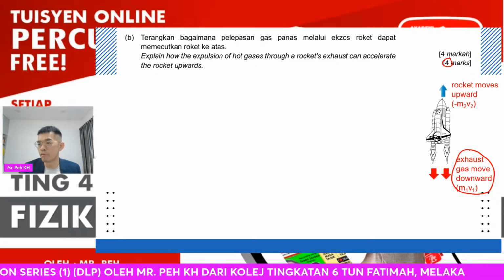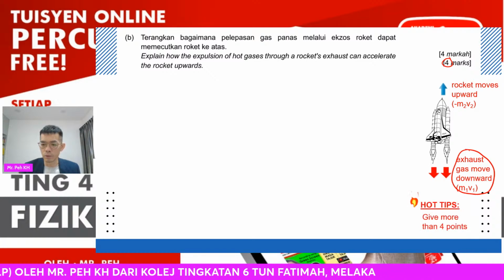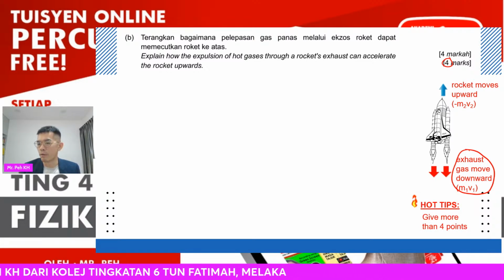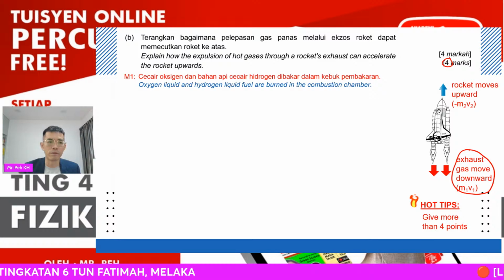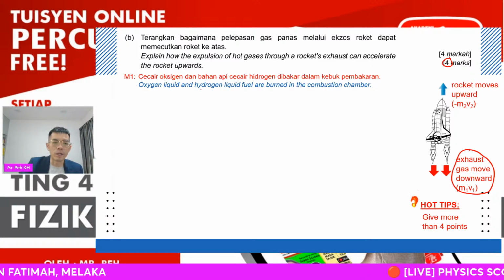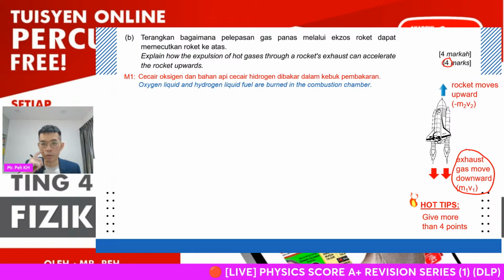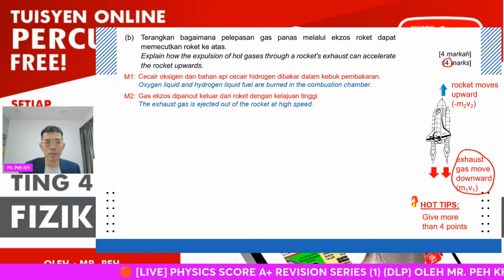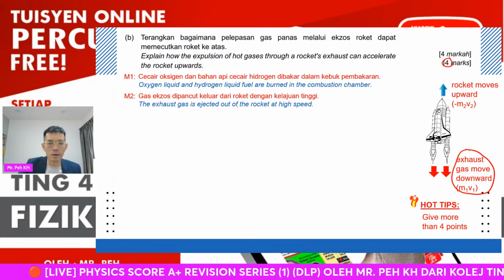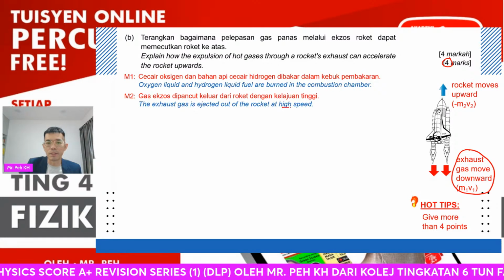This must involve the fuels. Okay, so here just now I advised already, you have to give more than 4 points now. So the first, the oxygen liquid and hydrogen liquid fuel are burned in the combustion chamber so that they will produce the exhaust gas. So the exhaust gas is ejected out from the rocket at high speed.